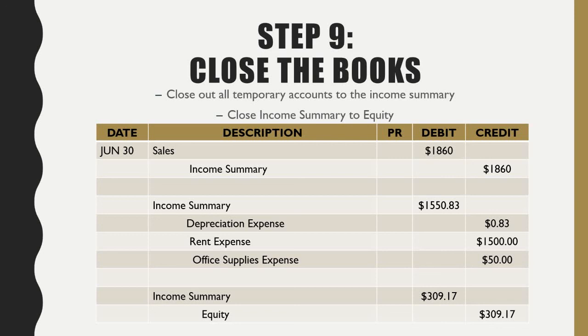So in this case, you're going to close out the income summary into equity, right? And of course, anything else that affects equity. So that means any capital contributions or any other owner's withdrawal, those are all going to close out to equity at the end of the accounting period as well, right?